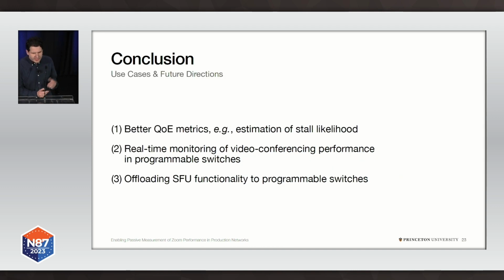Currently, we're working on even better QoE metrics, for example, a model to estimate the likelihood that a particular segment in the video stalled or froze. We're looking at bringing these measurement techniques into programmable switches to enable continuous, passive, and real-time monitoring of video quality performance. And we're also looking at ways to offload some of the selective forwarding unit functionality to programmable switches to reduce overall latency and operational cost of video conferencing infrastructure.